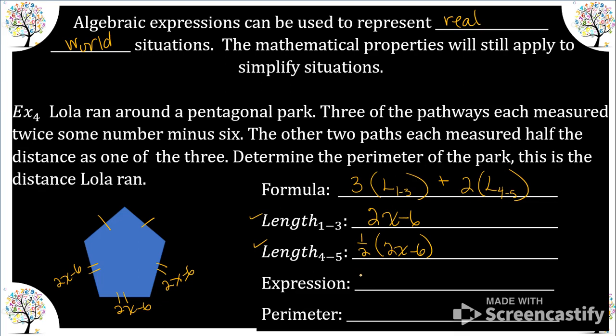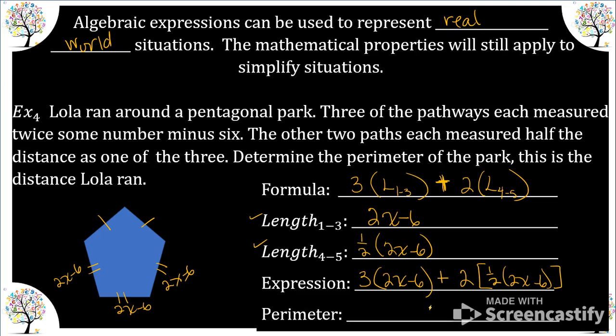Okay, now we're going to plug these components into our formula. So we have 3 for the formula, and then each of these lengths we're going to represent as 2x minus 6, plus the 2 other sides. So this time we have 2 times 1/2 times 2x minus 6. I use brackets for the 2 from the formula, and then our expression already had parentheses. Okay, so here's our expression, and now we can simplify this.